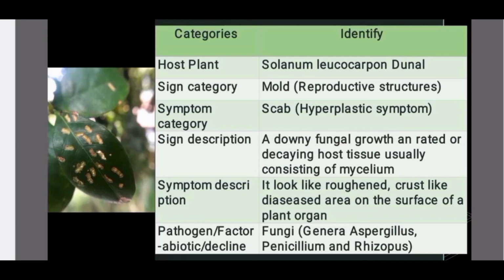The sign description is a downy fungal growth on rotting or decaying host tissue, usually consisting of mycelium. The symptom description is that it looks like a rough, hard, crust-like diseased area on the surface of a plant organ. This plant disease is because of the pathogen called fungi, like genera Aspergillus, Penicillium, and Rhizopus.